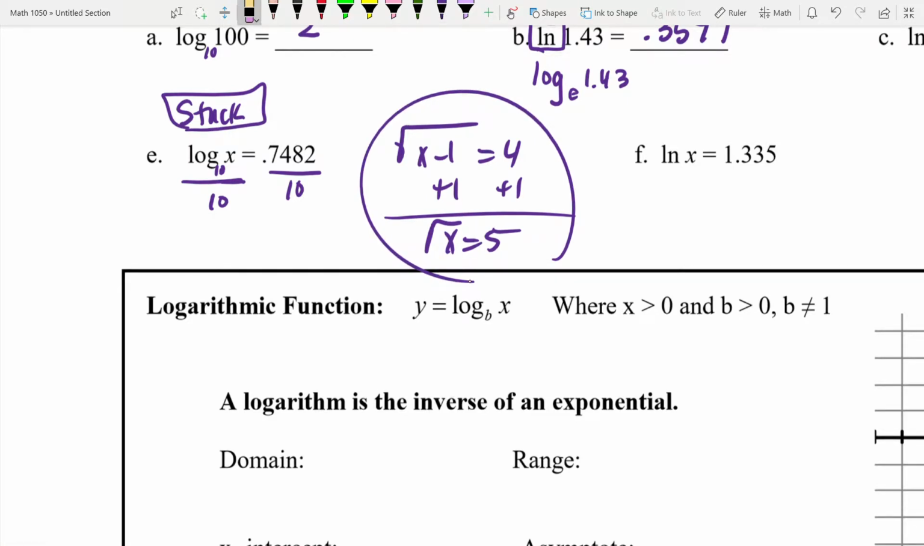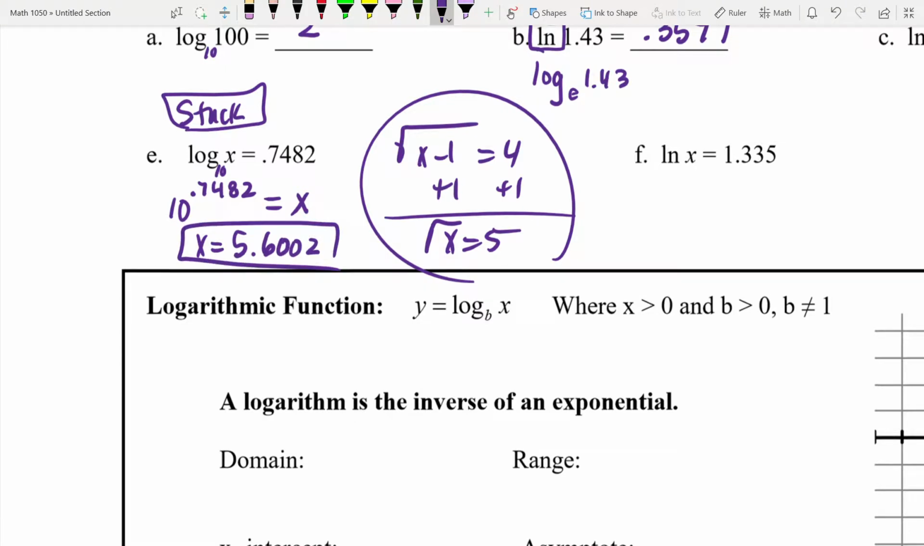So we're stuck. Everybody in the room tell me, when you get stuck, what do you do? You convert it. So this is base 10, right? So everybody go 10 raised to the 0.7482 is equal to x. Okay, now grab your calculator. Everybody go 10 to the 0.7482, hit enter. 4 digits would be 5.6002, and I'm done.